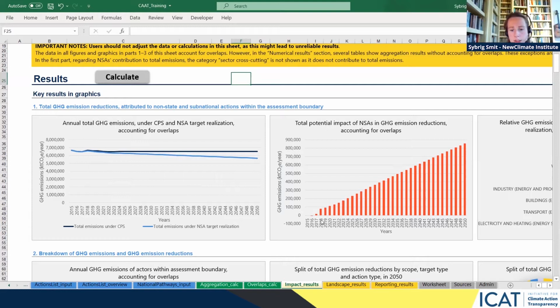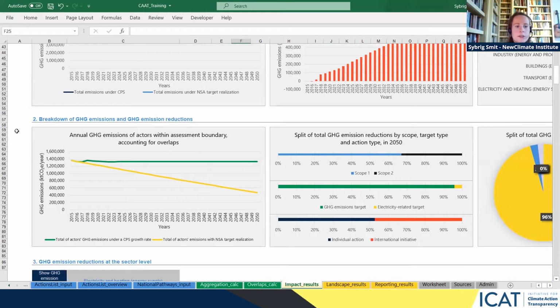Then on the right, there is the impact shown for each year. So as you can see, the impact of sub and non-state action increases over time, which is also a good thing to know. Then we focus on sub and non-state actors specifically. So here the green line is what these sub and non-state actors that are part of your assessment would do if they would not have target realization. So they follow the CPS growth rate in this case. And down here we see what they do if they indeed reach their targets in the yellow line.